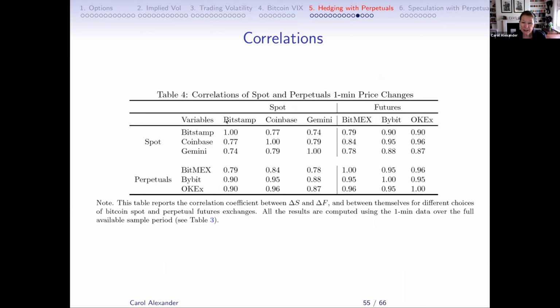So the correlations, as I said, are quite low, even across the spot exchanges. These are 1 minute changes. Everything is done at a 1 minute frequency, as you will see in a minute when I talk about the way that we estimate the tail index parameter, which is the crucial parameter for our hedge ratio, as well as these correlations, as well as the relative volatilities. So the highest correlation is between Coinbase and these futures, 0.95 and 0.96.